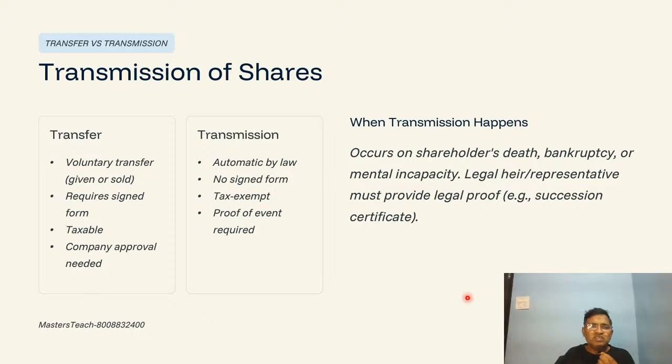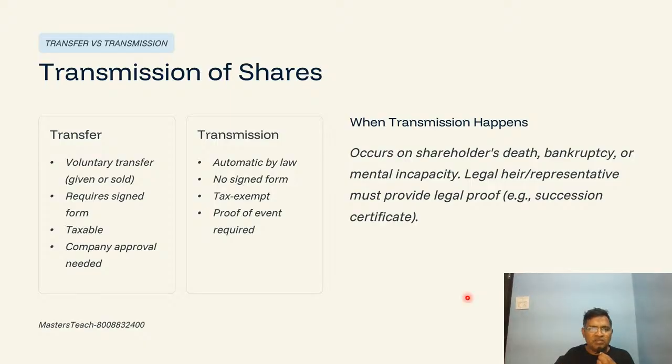What is transfer? We transfer voluntarily. It is signed by form, taxable, and the company approves the need. Transmission means automatic by law. So no signature is required. Tax exempt is there. Then proof of event is required.